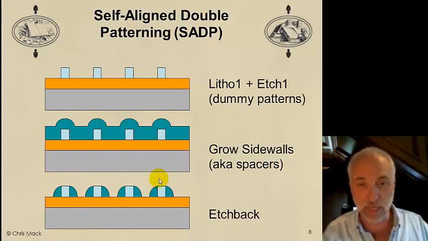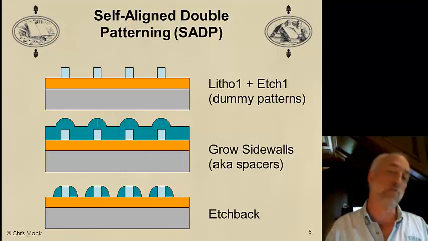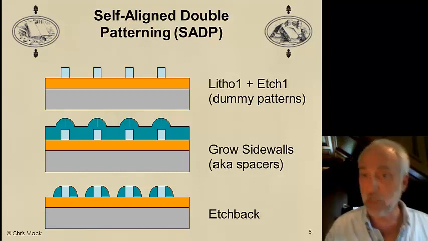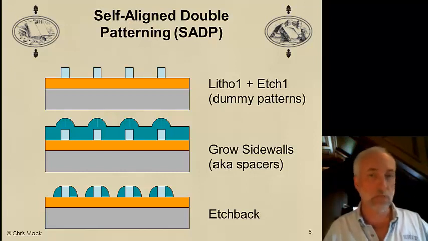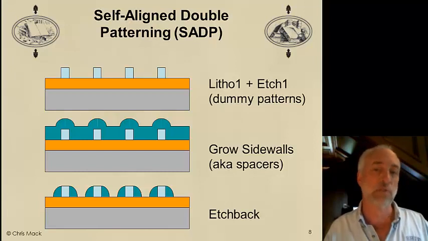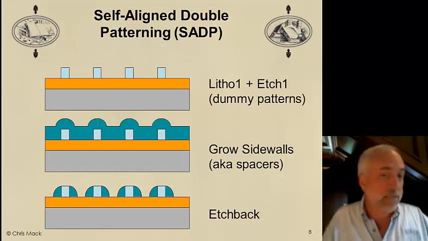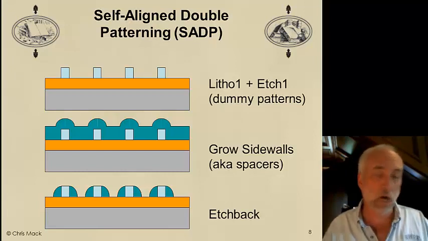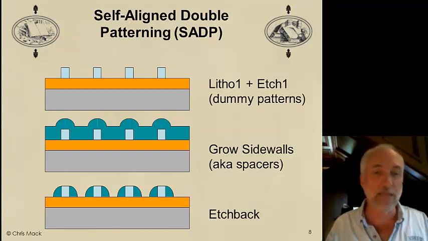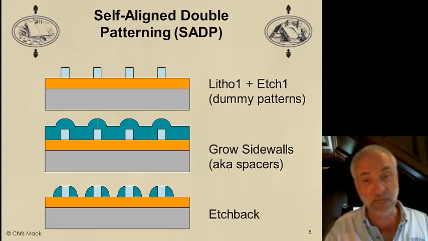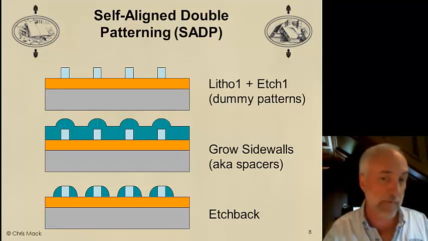I'll have etched away everything except for a little piece on the sidewall of the mandrel. That's called a spacer, or a sidewall spacer. So this is also called the sidewall spacer approach to double patterning. So what do I have? I still have one pattern on the same pitch, but now every line that I've made has these sidewalls built onto both left and right sidewalls of the original pattern.